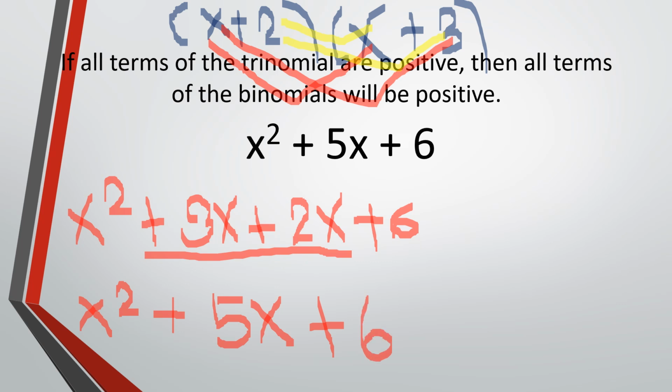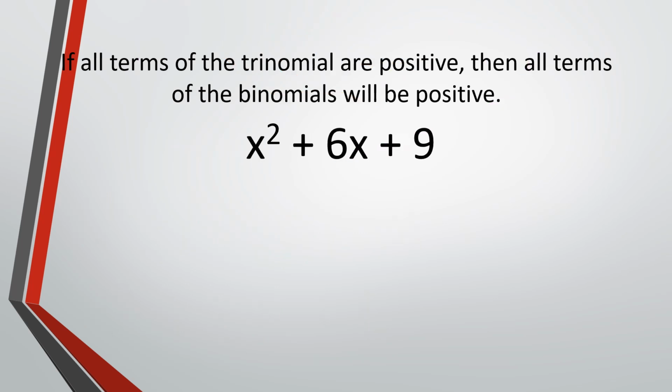Therefore, these factors are correct: x plus 2 and x plus 3. Now let's move to the next example. We have x squared plus 6x plus 9. Again, all the terms are positive. Therefore, all the terms of the binomials should be positive also.